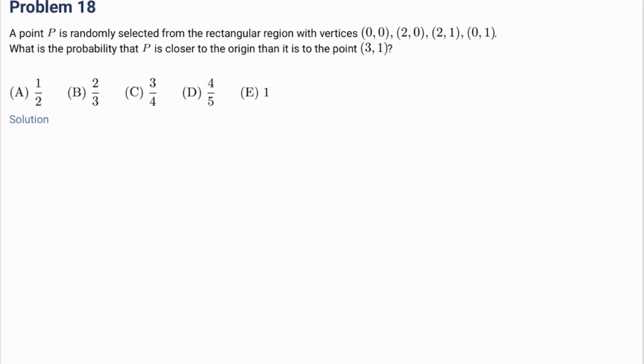Number 18. A point P is randomly selected from the rectangular region with vertices (0, 0), (2, 0), (2, 1), (0, 1). What is the probability that P is closer to the origin than it is to the point (3, 1)? Okay, so let's draw a coordinate plane. We have (0, 0), (2, 0), (2, 1), and (0, 1), right?